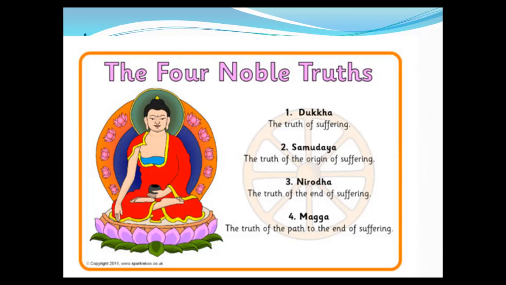Here, the four noble truths. In the world, there is dukkha, the truth of suffering. Next, samudaya, the truth of the origin of suffering. Nirodha, the truth of the end of suffering. And magga, the truth of the path to the end of suffering. So these are all the four noble truths. Now, how can these four noble truths be applied in education? Let's discuss ahead.